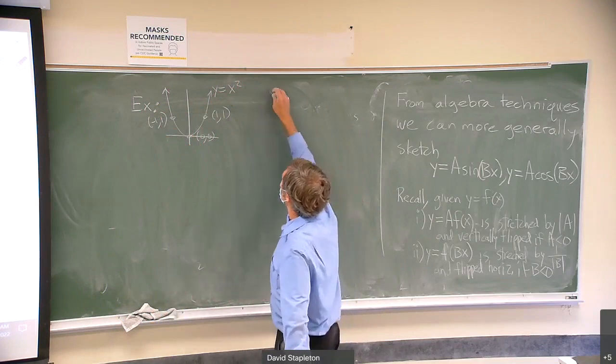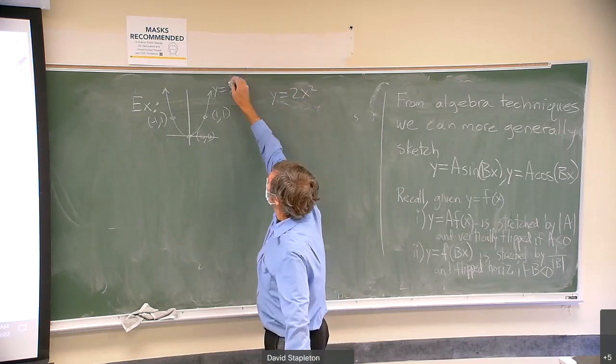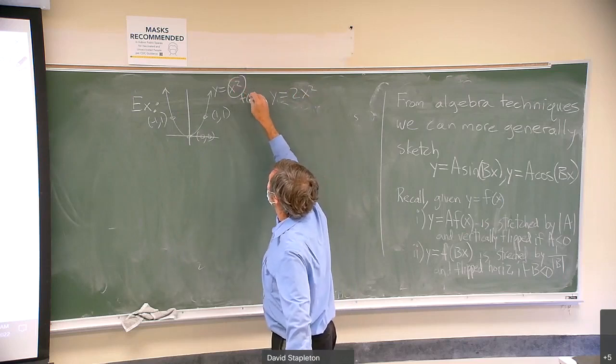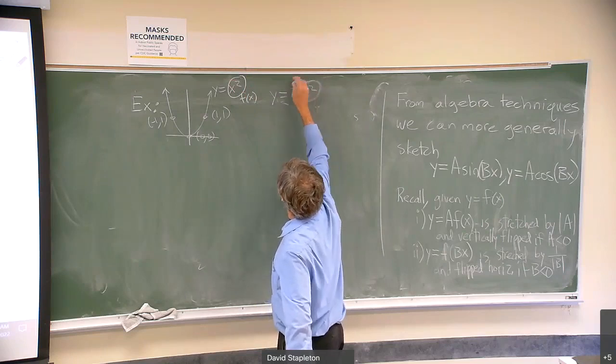What does the y equals 2x squared graph look like? You think of this as f of x is x squared. You think of this as 2 f of x, right?